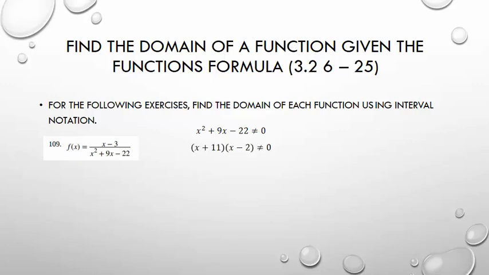to 0. And we can factor that one into x plus 11 times x minus 2, since 11 times negative 2 will give me negative 22, and then 11 minus 2 gives me 9 in the middle. So if we set those equal to 0, we get negative 11 and 2, and those are the values that we cannot have. Our domain is everything, all real numbers, except negative 11 and 2.